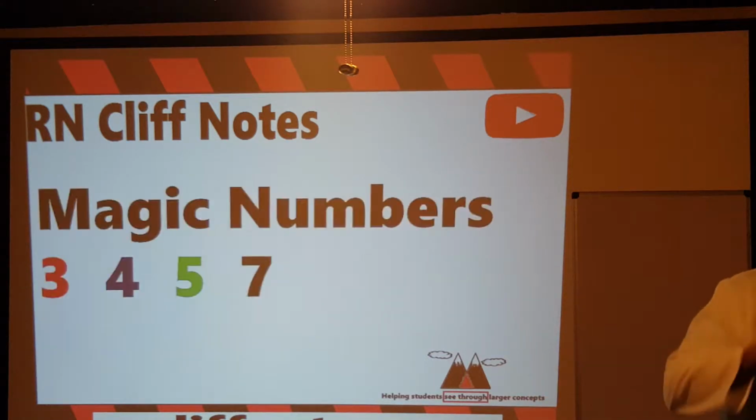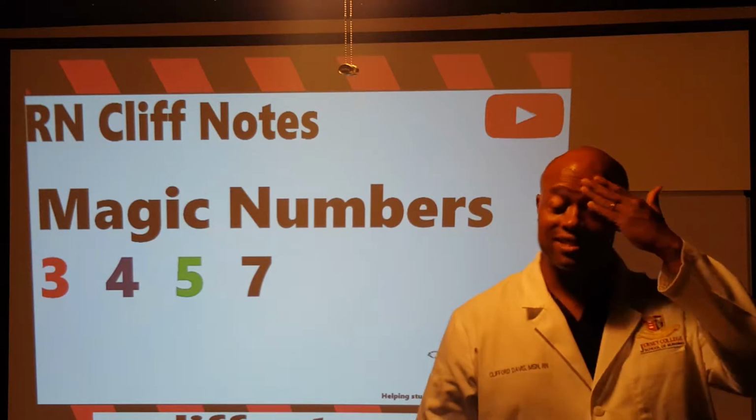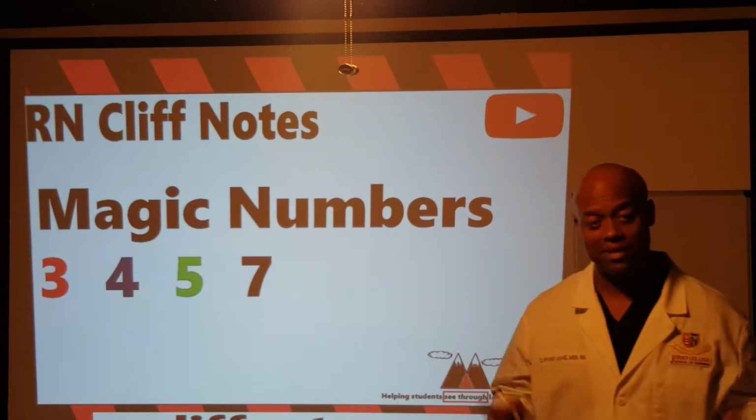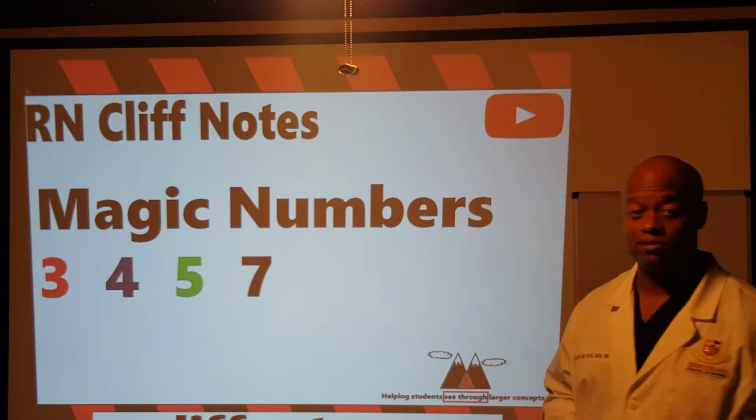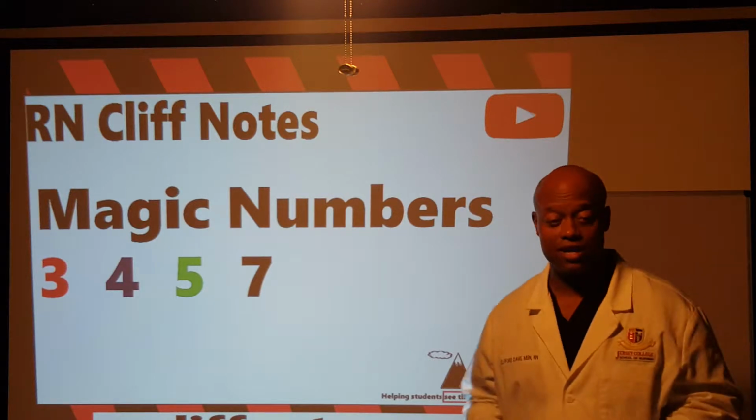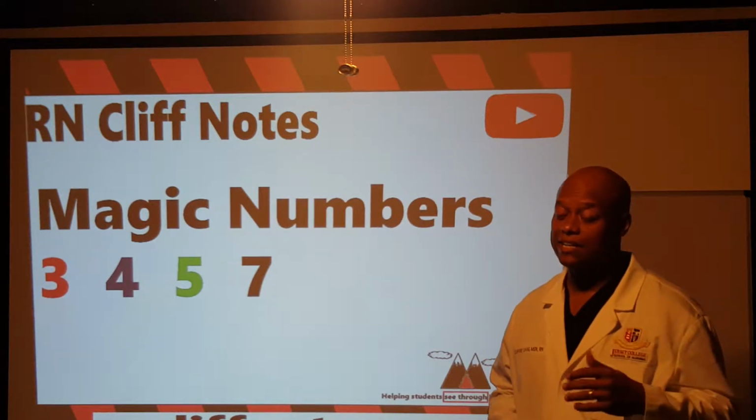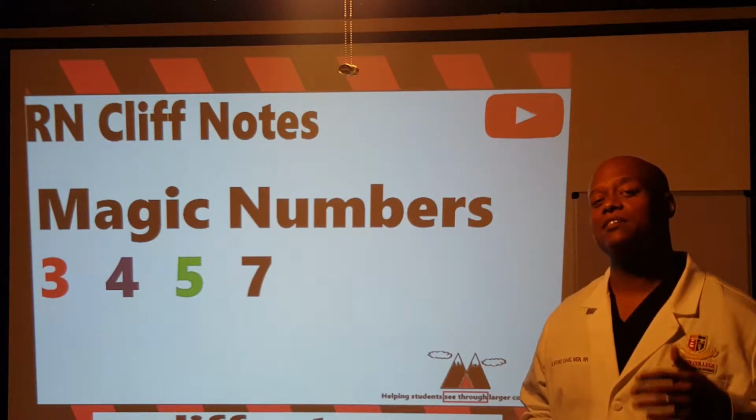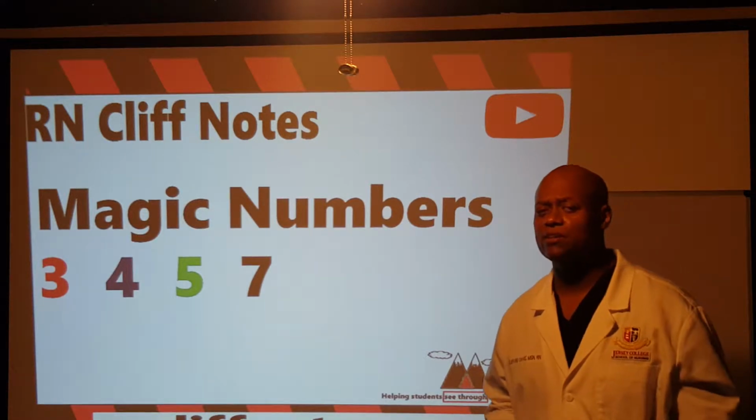So anyway, the very first thing I'd like to start with is the discussion of magic numbers. Now, when it comes to nursing and medicine, there are 4 magic numbers. And those numbers are 3, 4, 5, and 7. And the idea behind this is that they permeate a lot of aspects of the sciences. So they're pretty important to know.